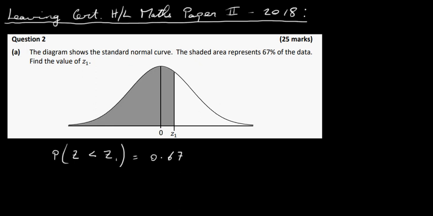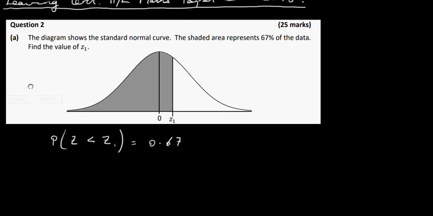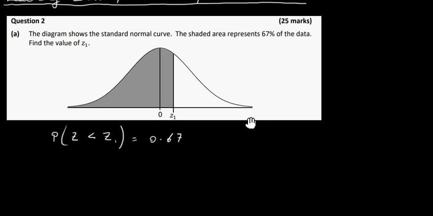Okay, so let's have a look at the Leaving Certificate Higher Level Maths Paper 2 for 2018, and we're going to look at question 2. So we have a standard normal curve here, and we're told that the shaded area represents 67% of the data. Find the value of Z1. So the probability of appearing in this part of the graph here is 0.67, or the probability of being less than Z1 is 0.67. We've just got to work backwards to find what Z1 is.